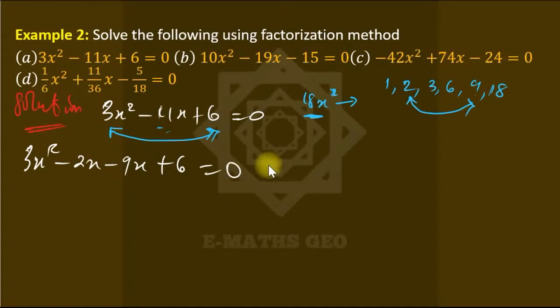Yes. Which is correct. But we can still write it as 3x squared. You can interchange, making minus 9x come first before minus 2x. So there is a reason for this. If you check this first one, I can factor this.